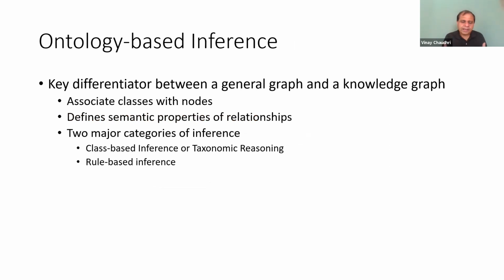And I like to think that the key differentiator between a general graph system and a knowledge graph system is actually the ontology-based inference. Because all the algorithms that I talked to you about until now, they could be applied to even an abstract graph, right? It doesn't have to be, within quotes, a knowledge graph for us to use those algorithms.